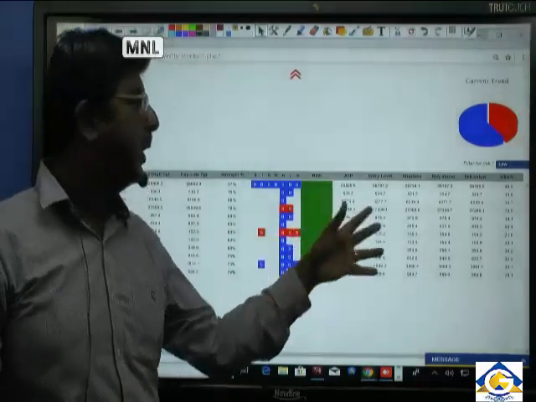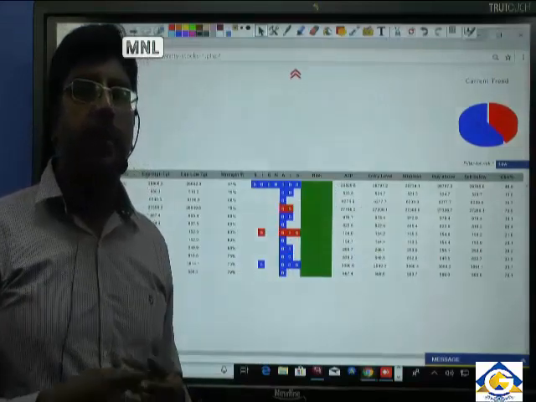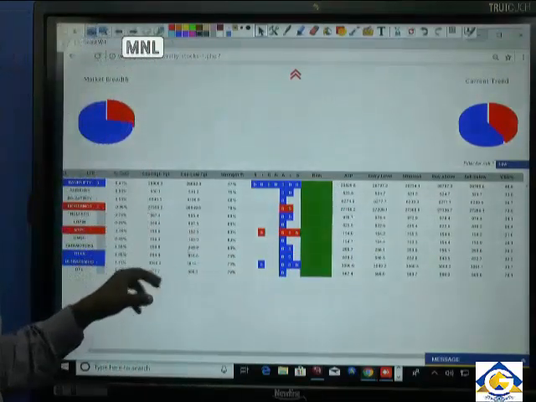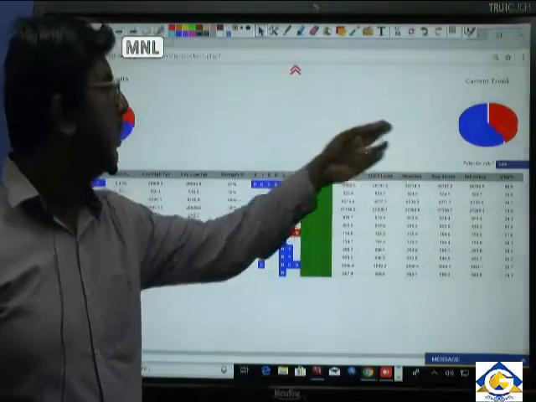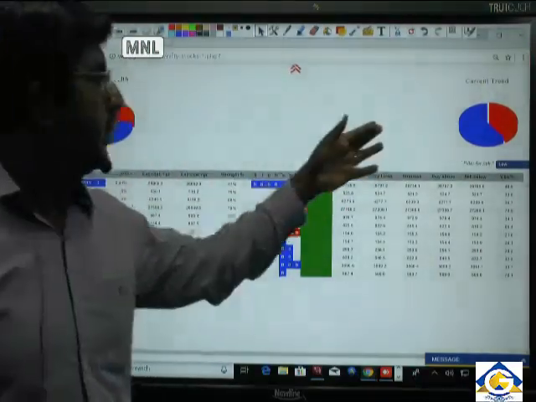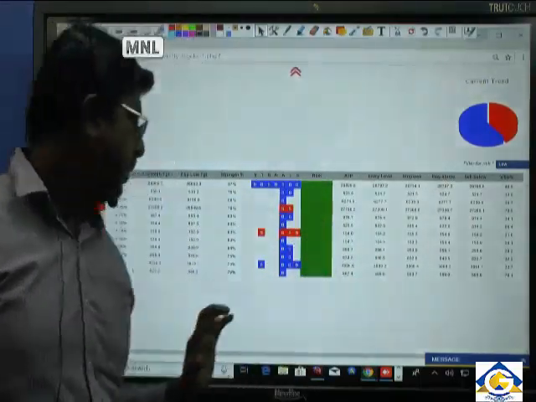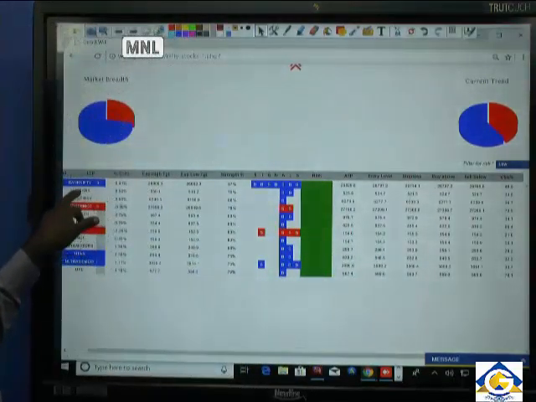Likewise, if the market is negative, select the stocks which are more than half a percent in minus. This percentage column we can track. Currently, both the market breadth and the current trend are positive, so you are going with a positive stock. Take the example of Axis Bank.